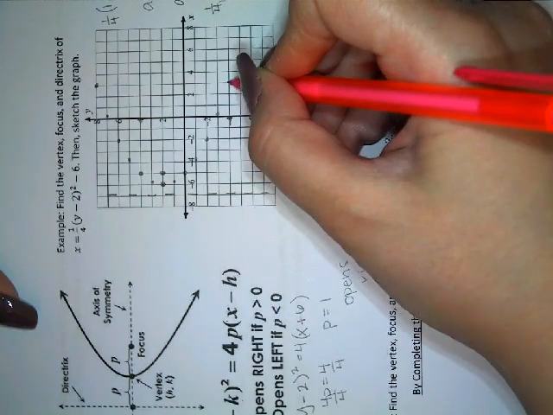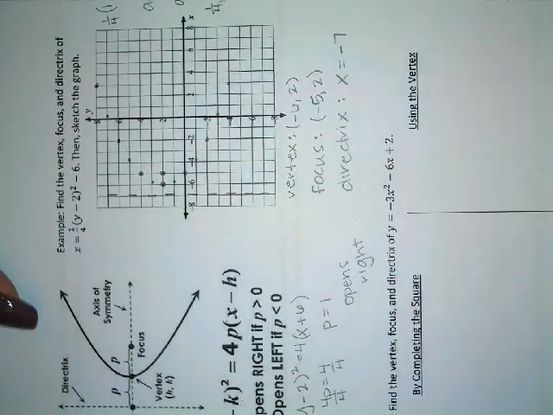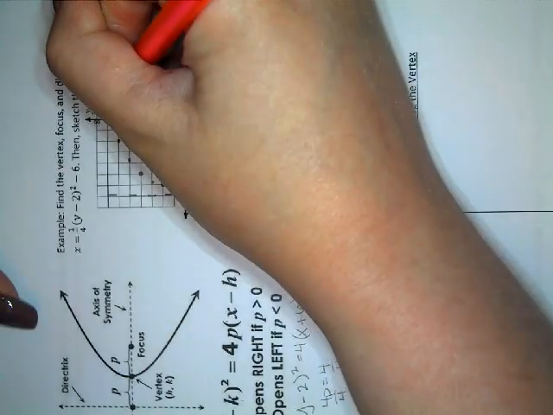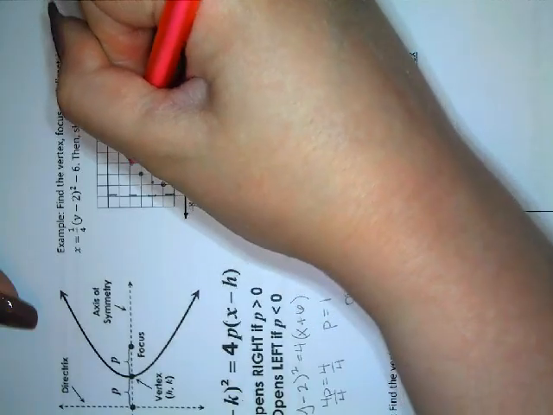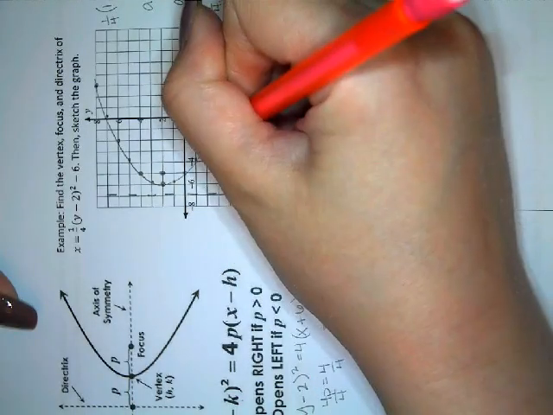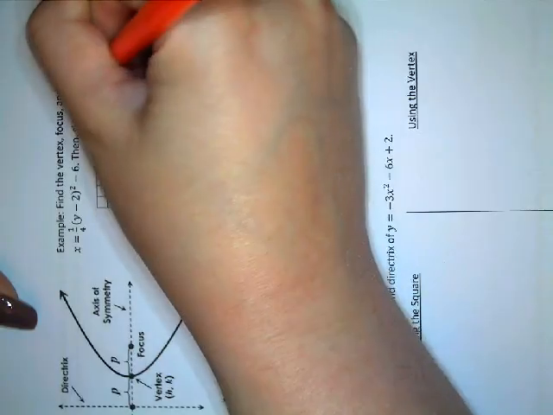So this is what our parabola looks like for this one. Since it grows by 1/4, it is wider than normal. And there is our graph.